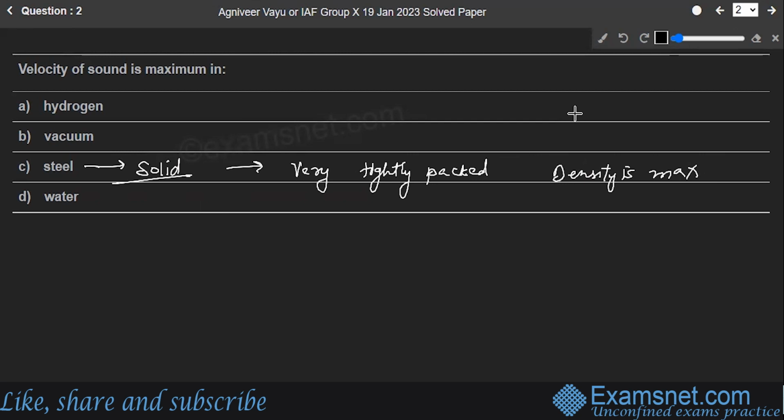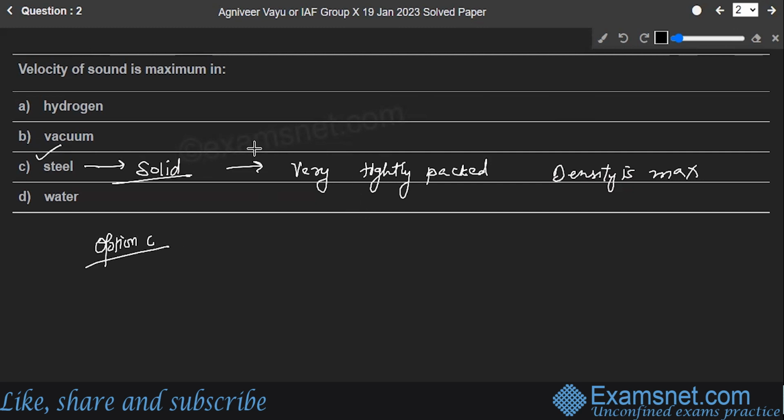In all these cases, the density is maximum here. Information from one molecule to another molecule travels much faster in this medium because the density is higher. In liquids, the molecules are a bit farther as compared to the solid. So the density is lower in case of liquids and the speed of the sound becomes a bit lower in liquids in comparison to the steel or the metals. And of course, in the gases, it is the minimum. So velocity of sound is the maximum in steel. That makes option C the correct answer.